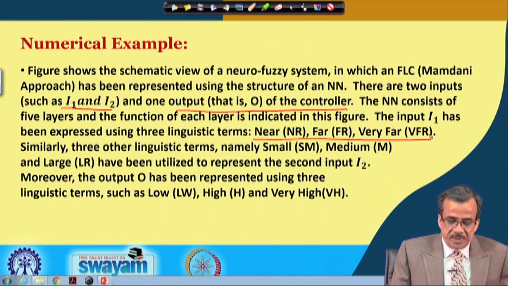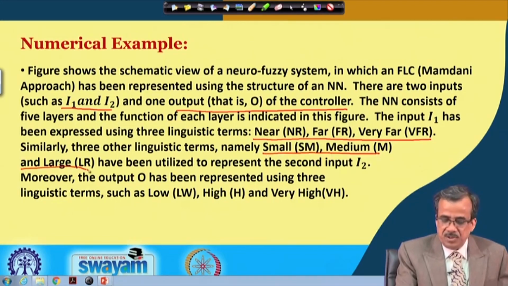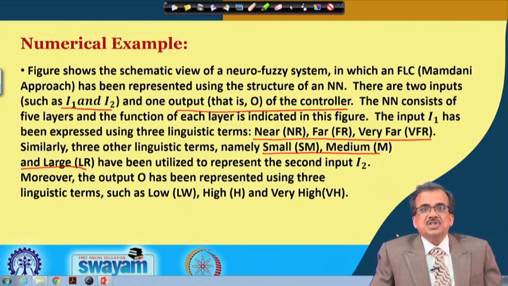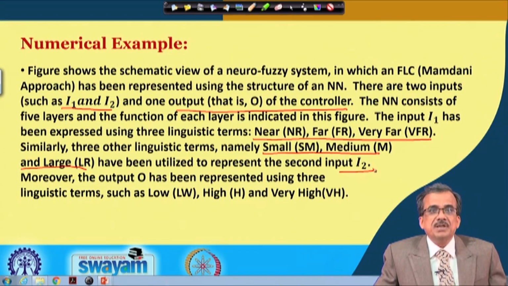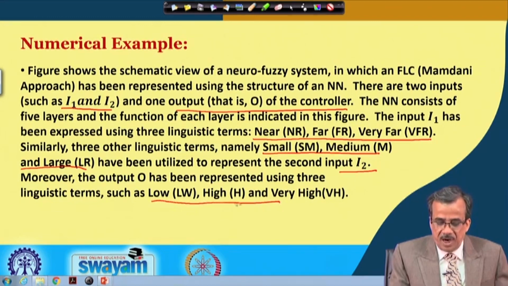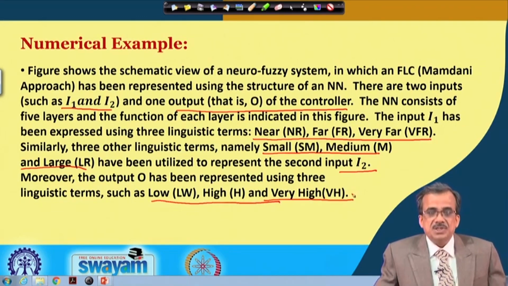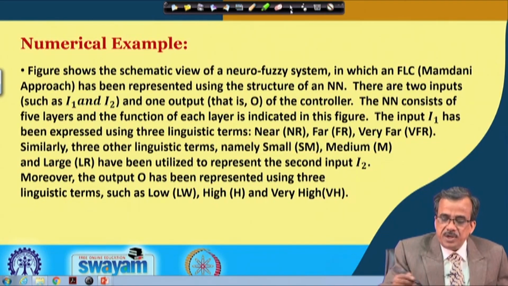Similarly, 3 other linguistic terms like small, medium and large have been utilized to represent the second input, that is I2, and the output has been represented using 3 other linguistic terms like low, high and very high, that is L, H and VH. Now, I am just going to show you.